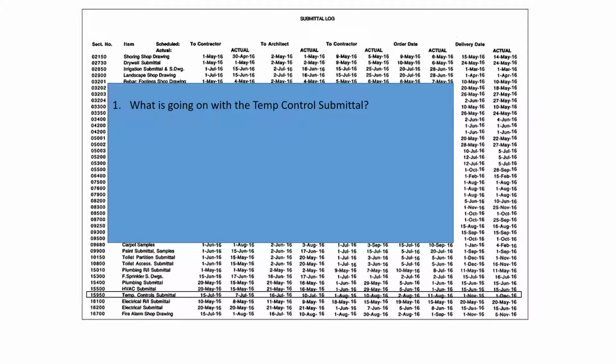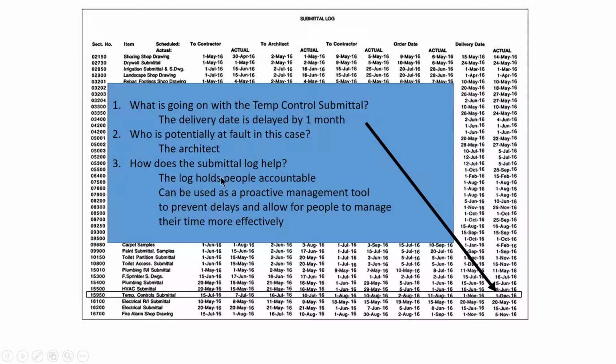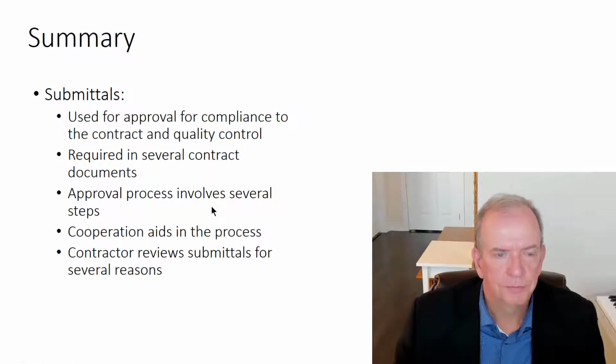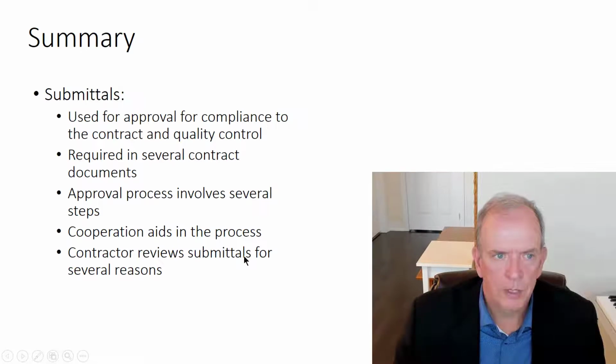So this all comes into, so what's going on with the temperature control? The delivery date is delayed by 1 month, right? Who is it potentially at fault? The architect, as I said. How does the submittal log help? The log holds people accountable, and can be used as a proactive management tool. So just kind of running those points through for you. And this is how we can work things.